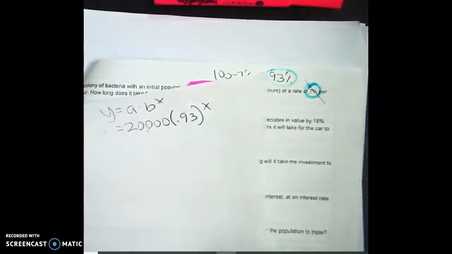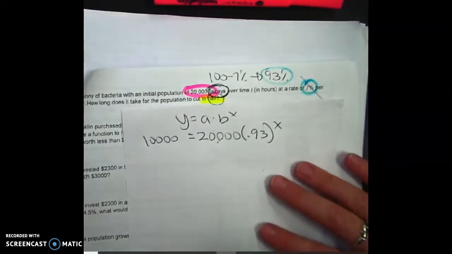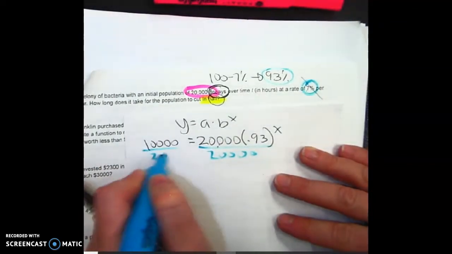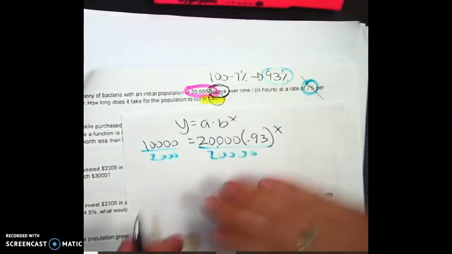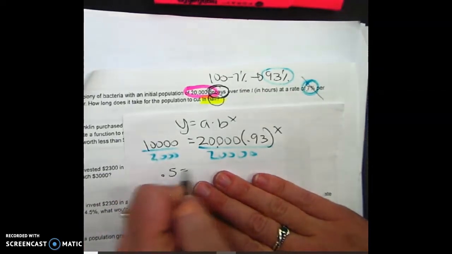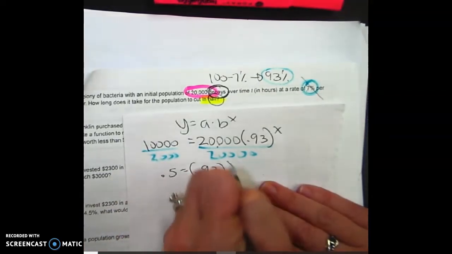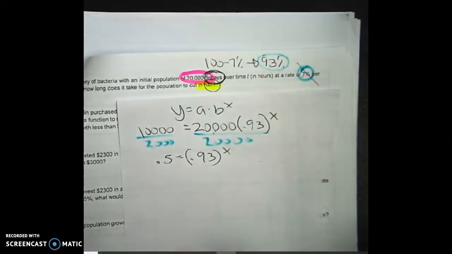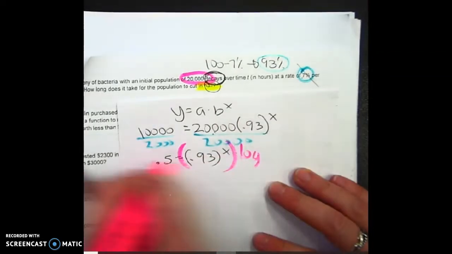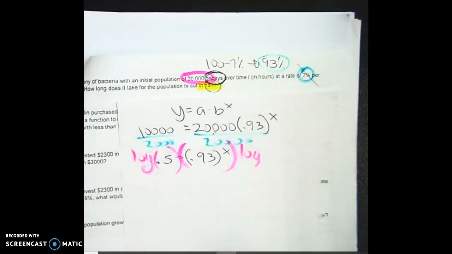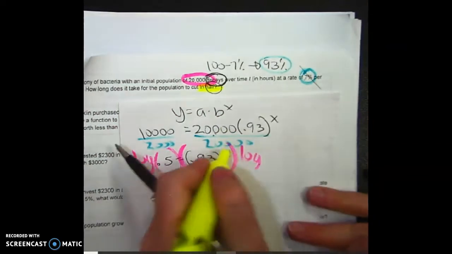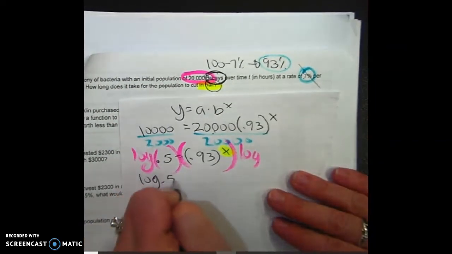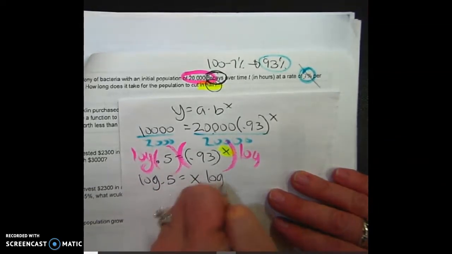Okay, I don't need the formula anymore. And now I can just solve this. How do I solve? Divide by 20 grand. I know that 10,000 divided by 20,000 is 0.5 or 1/2, whatever you want. Now I don't know what that is. Well, that reminds me of the whole purpose of this chapter. What do I have to do? Log both sides. When I do that, the little turns big. So I have log of 0.5 equals x log of 0.93.